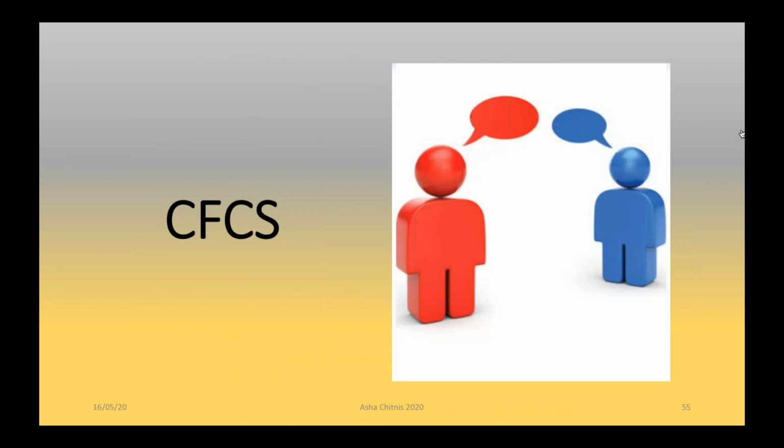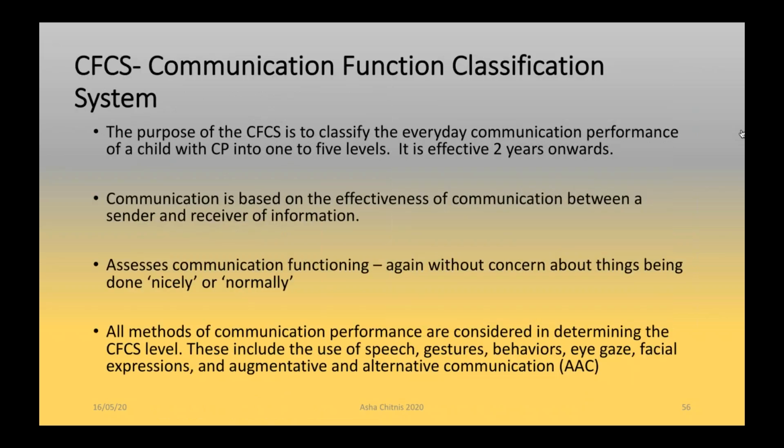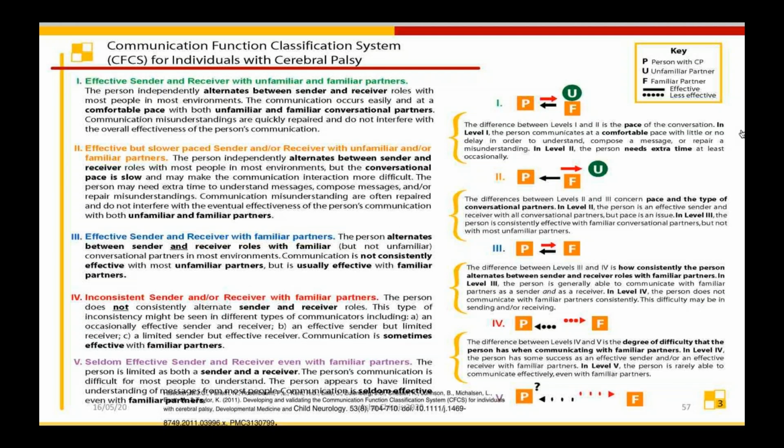Now, the communication classification system basically talks about not how you speak, but how you communicate. So a non-verbal child can also be classified here, and it's very important. I'm going to explain these three things: a person with cerebral palsy, an unfamiliar person, and a familiar person. Level 1, he can talk with anybody at any given time, speed, anything. Level 2, he needs more time with unfamiliar people. Familiar people, family, caregivers, therapist, he's fine.